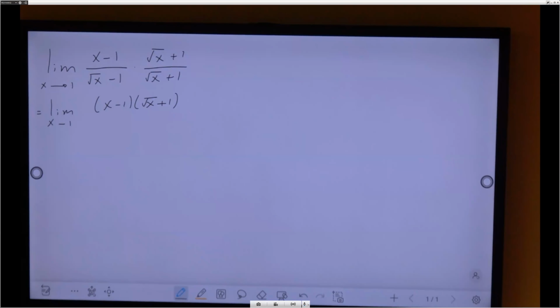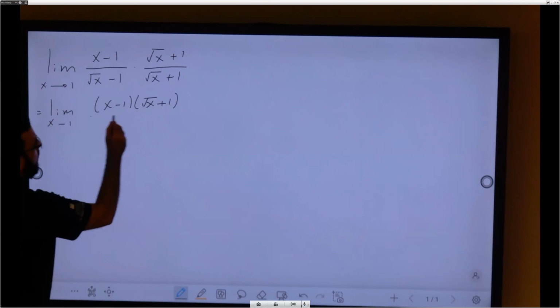Okay? Because when you plug in 1 minus 1, 1 plus 1 is still going to be 0, right? 0 is not going to affect. If it's 0 over a number, it's going to be 0. The problem here is on the bottom part, for 0 over 0, I have to factor. A number over 0 is going to be undefined.